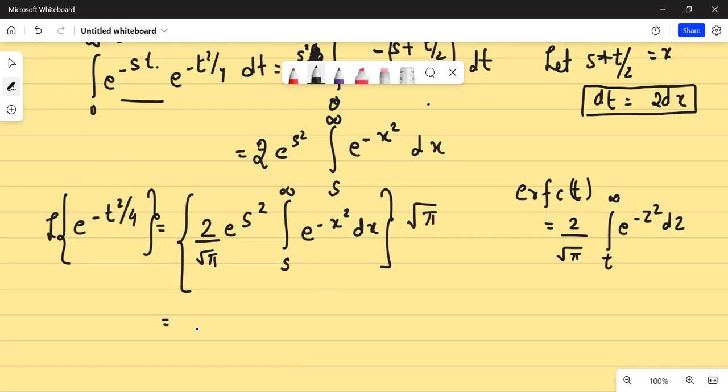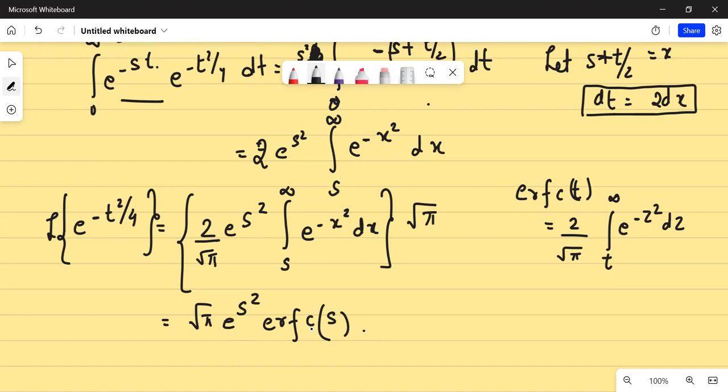So this is equal to root over pi e to the power s square, and 2 upon root pi integration from s to infinity of e to the power minus x square. This is your complementary error function. I think this would be s. So it is root over pi e to the power s square, erfc of s. This is how you are able to write it.